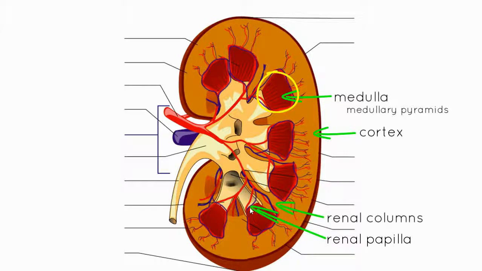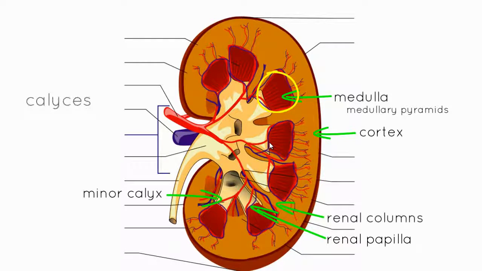So surrounding the renal papilla, you've got the minor calyx. So it's this structure here surrounding the renal papilla. And urine passes into the minor calyx from the medullary pyramid via the collecting ducts of the nephron, which I'll show you in a moment. So you can see these minor calyces surrounding the tip of the medullary pyramid, so the renal papilla.